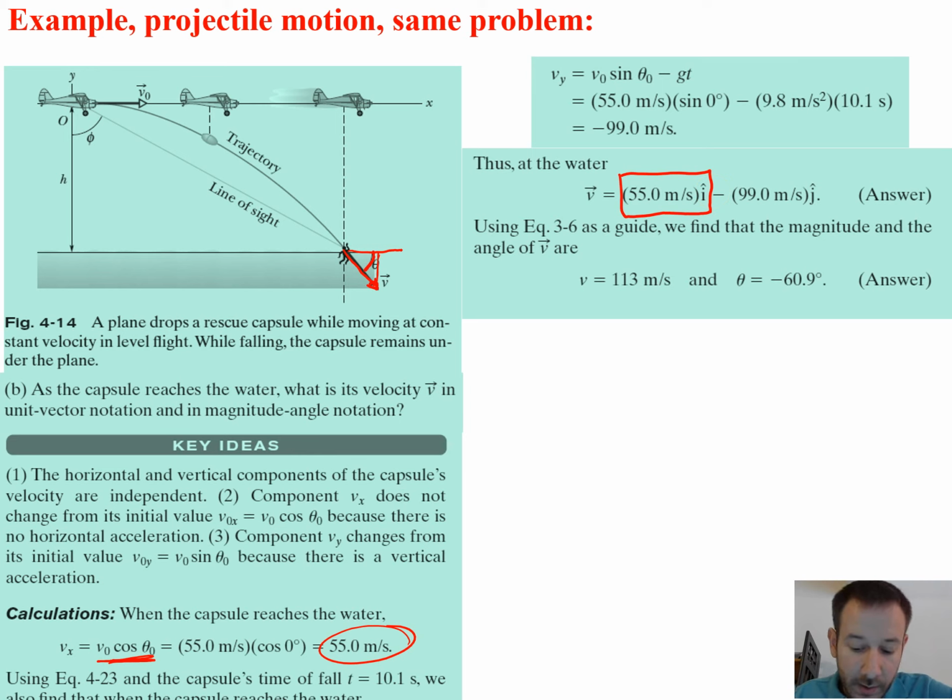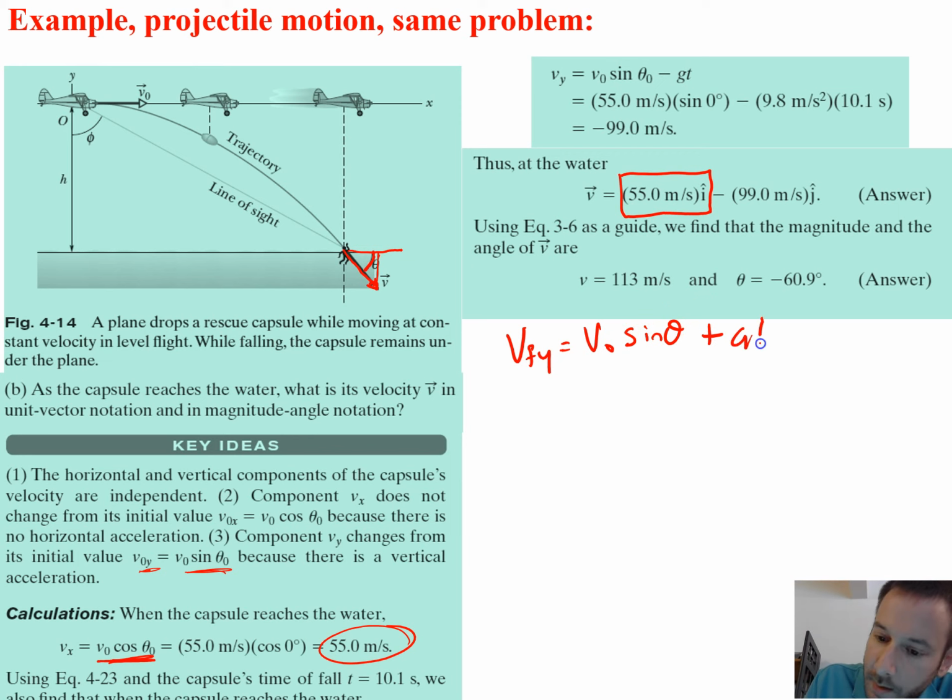The component Vy changes from its initial value, V naught y is equal to V naught sine theta, because there's a vertical acceleration. Okay, so we can use, again, another kinematic equation to find what the final velocity is just in the y direction. And we're going to use this one here. So it's Vfy is equal to V naught, which is our initial velocity, times sine theta. So our initial velocity in the y direction plus a t. And again, they have it written as minus gt, same thing.